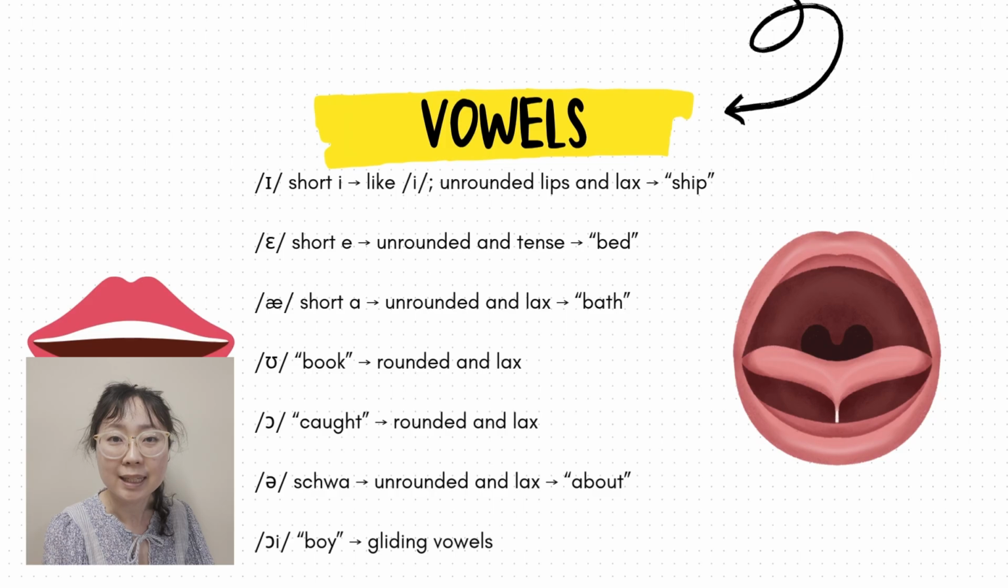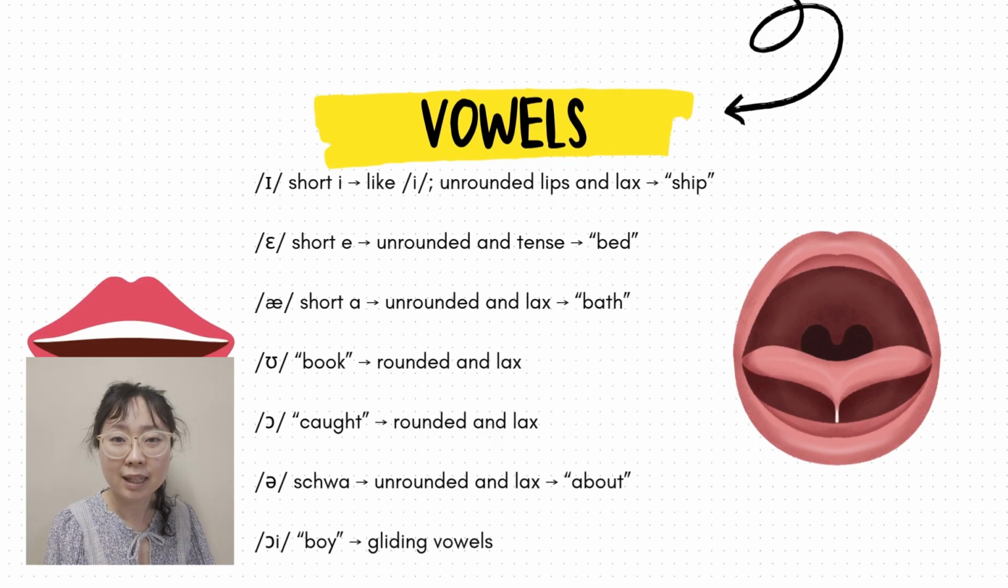The first one is the I sound. It's like the E sound, but our mouth is going to be more relaxed for the I. So ship, not sheep, but ship. And did you notice how the lips are not as spread as for E? So E versus I. Ship versus sheep.